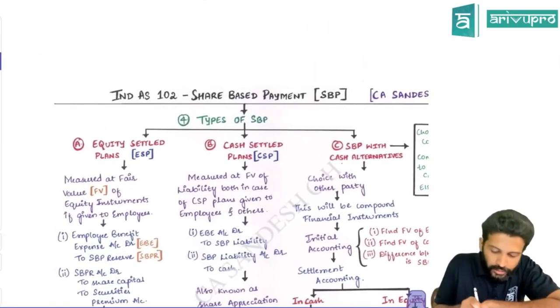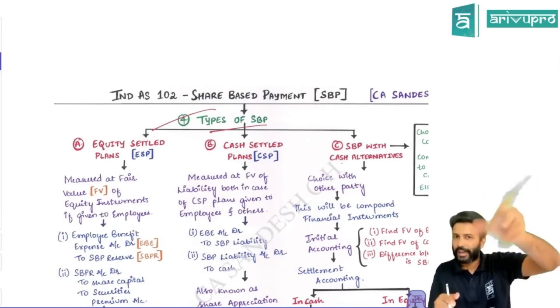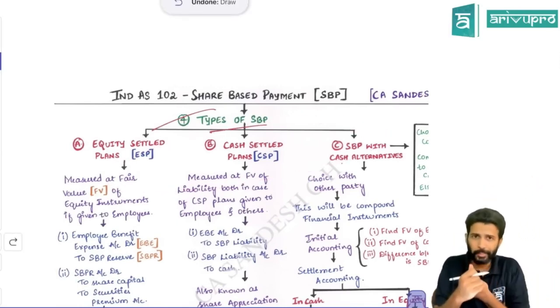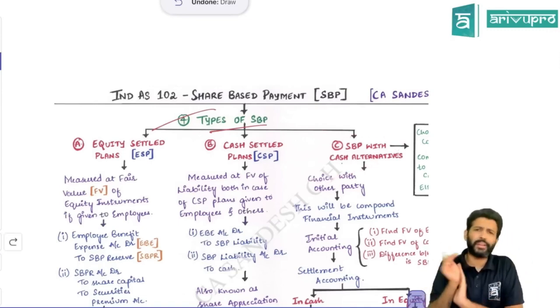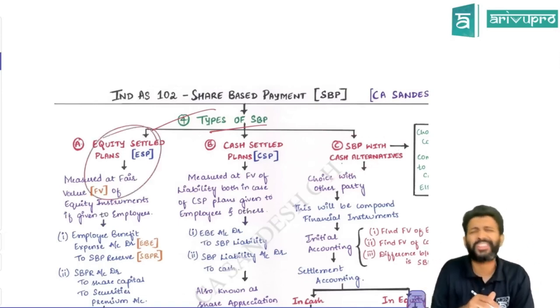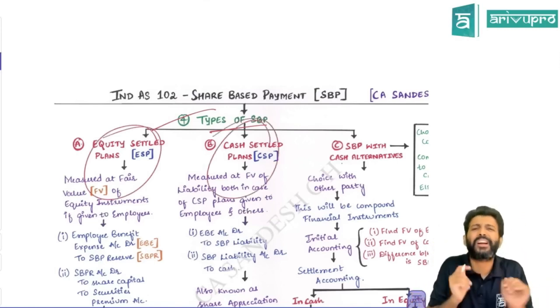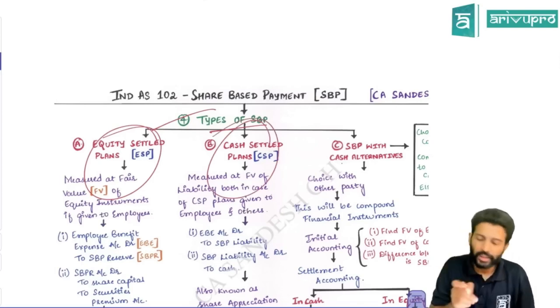Then there are three types of share-based plan broadly: equity settled plan, cash settled plan, and equity settled plan with cash alternative. One by one we will run through. An equity settled plan means simply the company will give equity shares, that's all. A cash settled plan means the company will give cash, but how much cash they will give is based on the share price.